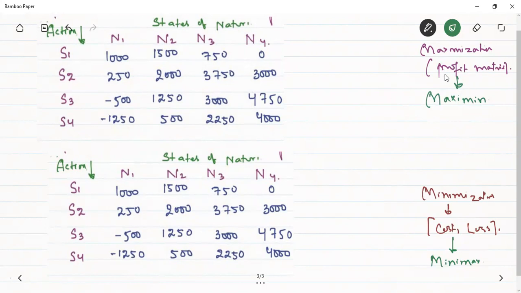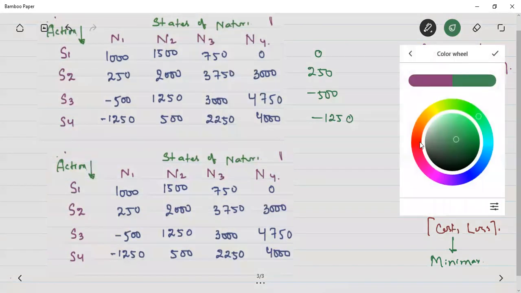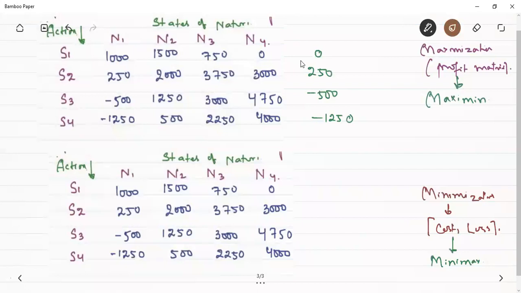So first of all, going to this maximization matrix, the criteria used is Maximin criteria. Therefore, we have to select the minimum values. 0, this will be 250, this will be minus 500, and this will be minus 1250. Now, as per the Maximin criteria, select the maximum out of all these minimum, and you can see that the maximum value is 250. Therefore, the corresponding course of action will be S2.